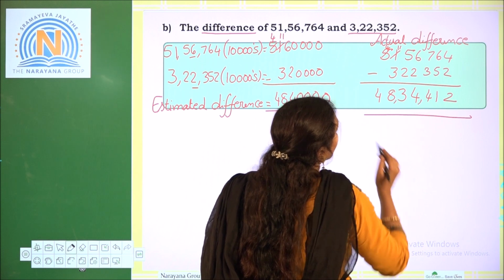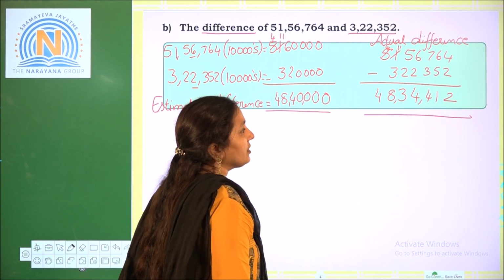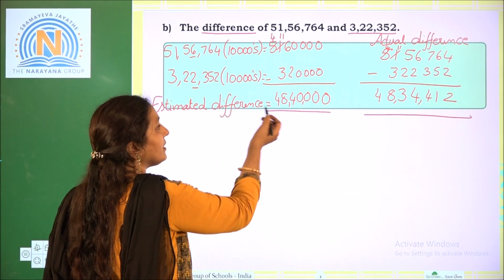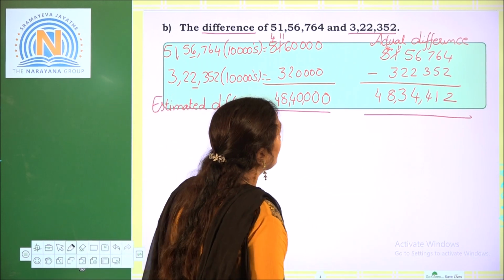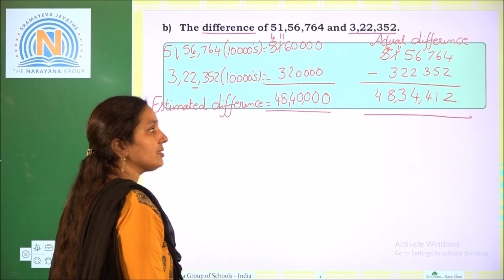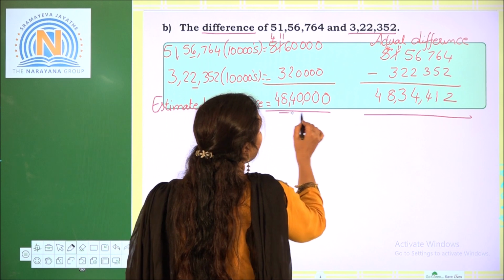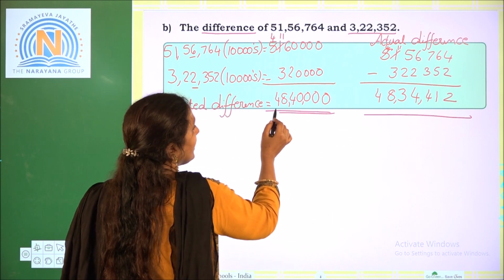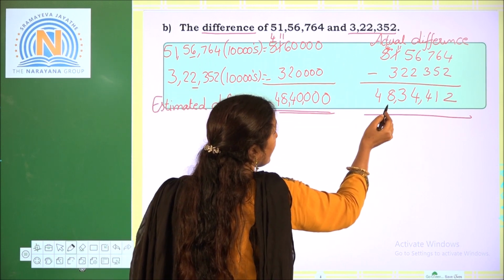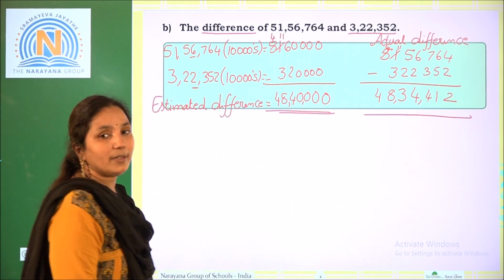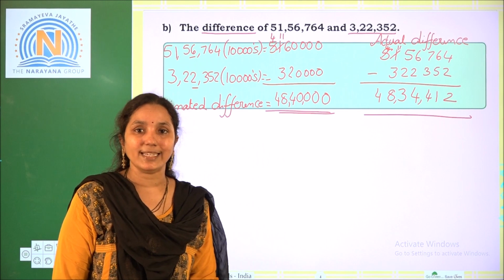So 48,34,412. If you round to the nearest 10,000, we will get 48,30,000. Here, which is the greater one? 48,40,000 and 48,34,412. So 48,40,000 will be the greater one. Okay children, got it? Practice once again. Thank you.